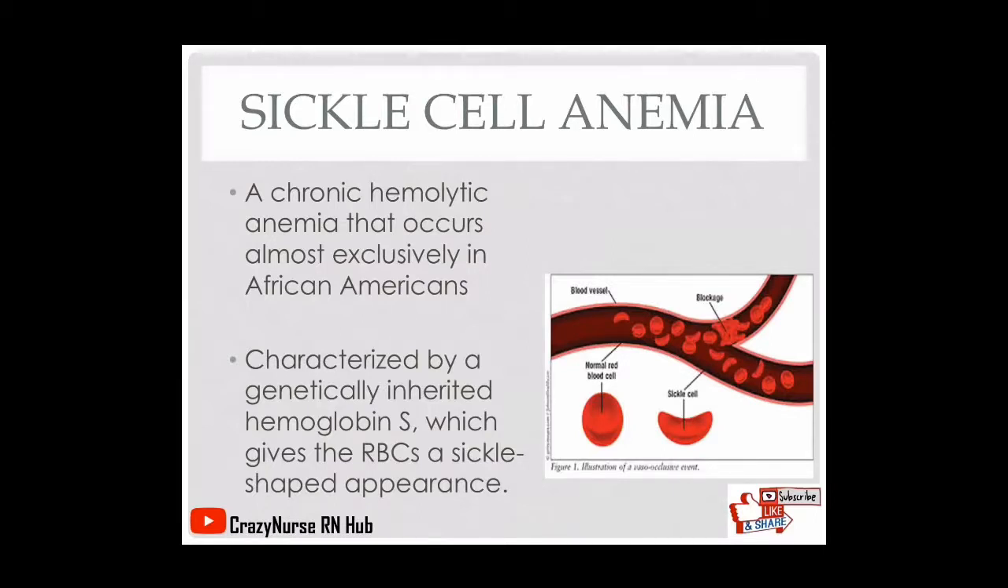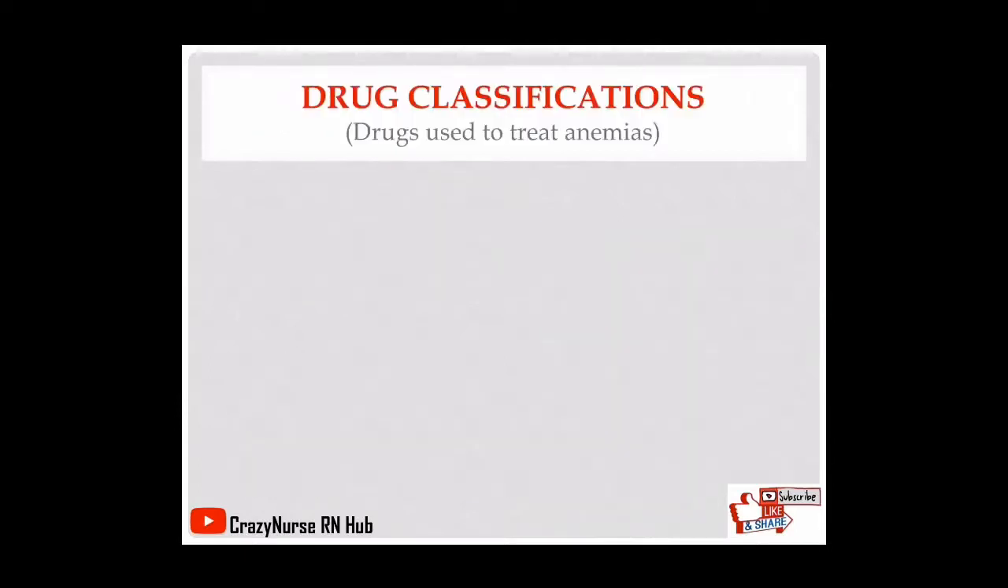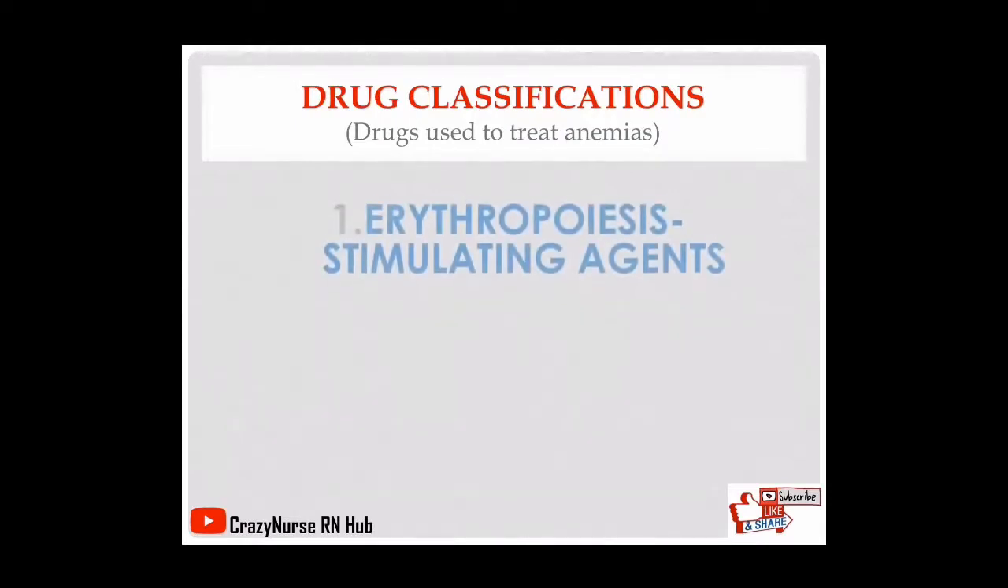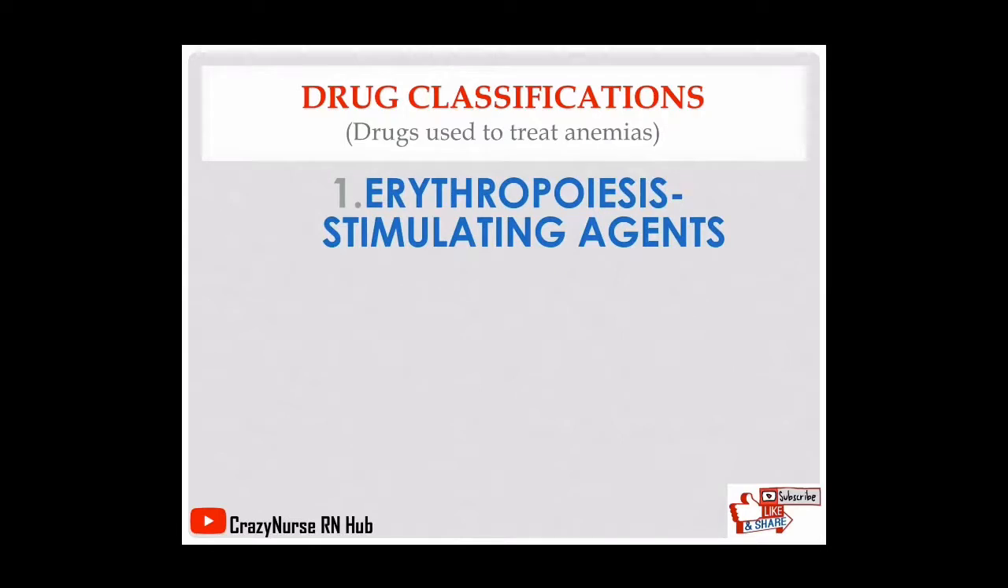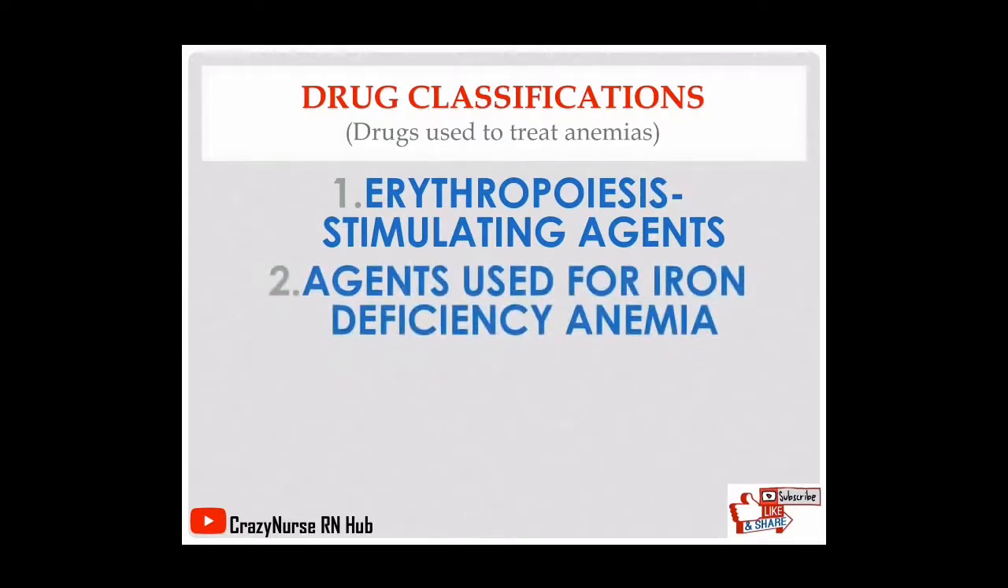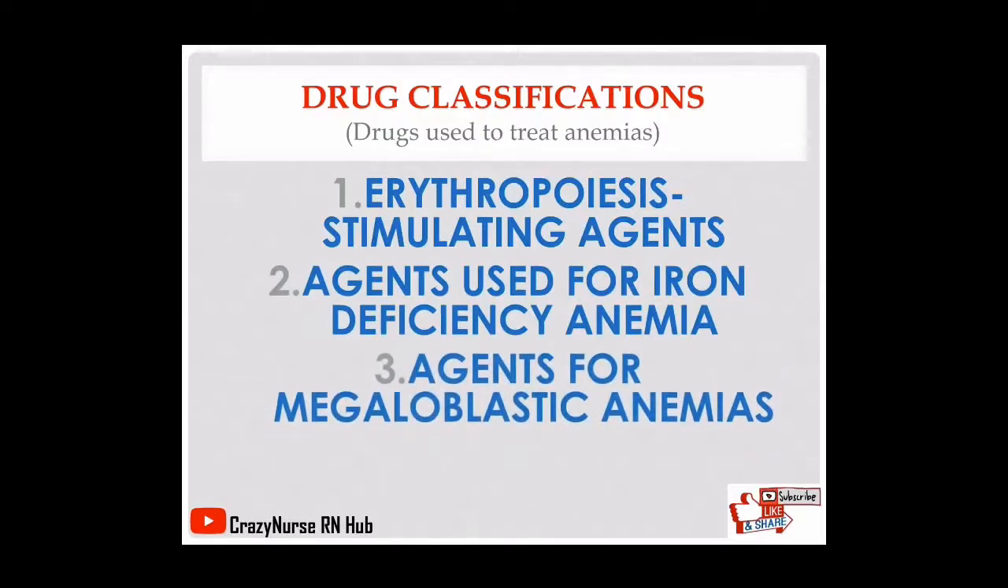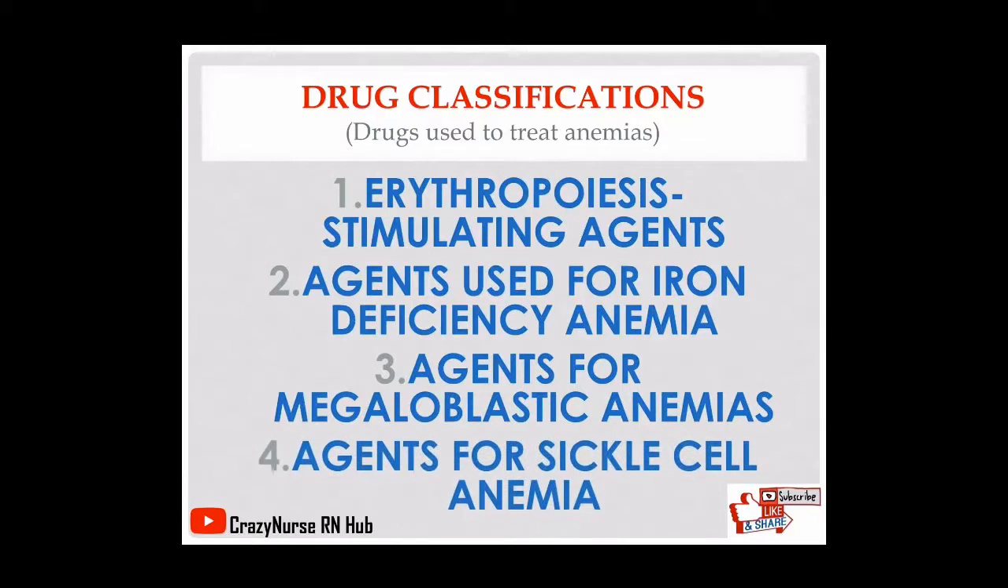Because it decreases its oxygen carrying capacity to deliver the oxygen throughout the body. Now we have drug classifications on drugs used to treat anemias. First, we have your erythropoiesis-stimulating agents. We also have your agents used for iron deficiency anemia. Also, we have agents for megaloblastic anemias and agents for sickle cell anemia.